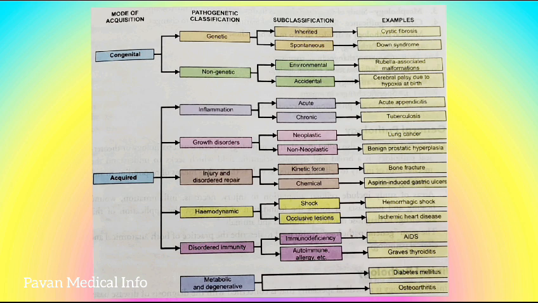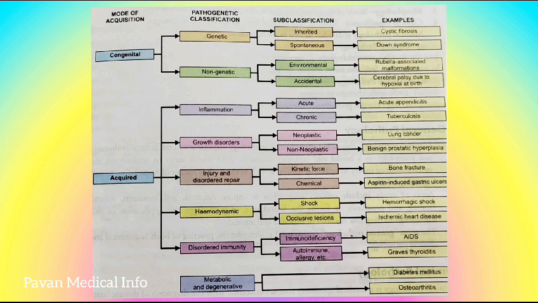When you go for the third one, that is injury and disordered repair, you can subclassify them into two, that is kinetic force and the second one is chemical. Kinetic force means any physical force or any external force is there, you can give it into kinetic force. And the other one will be chemical, any chemical which has been induced into the body will go to the second one. For kinetic force, the best example will be bone fracture. For the chemical, it will be aspirin induced gastric ulcers. Till now we have discussed three things.